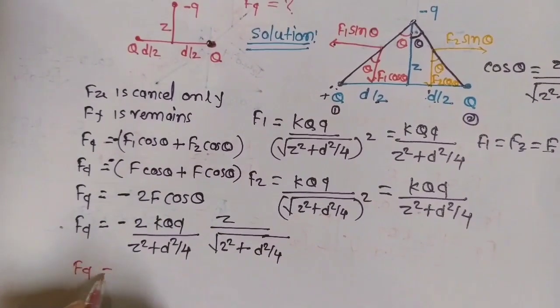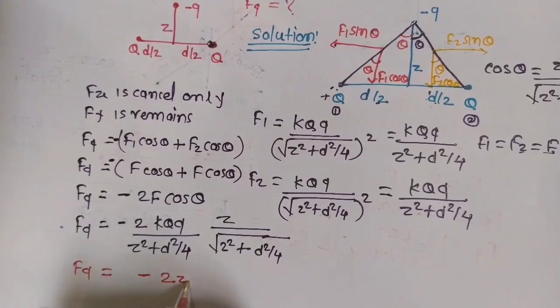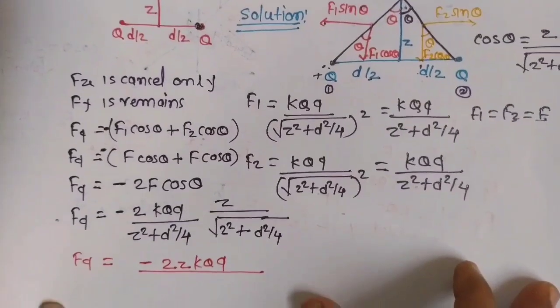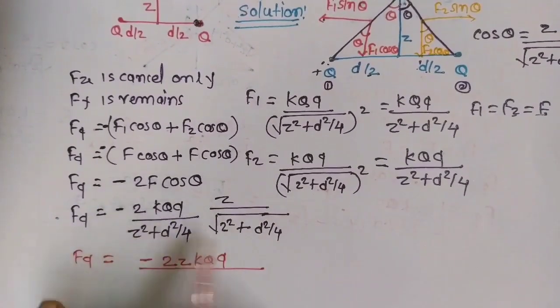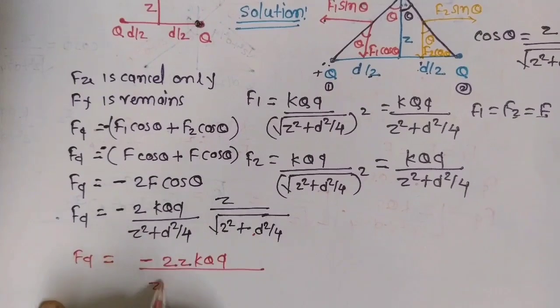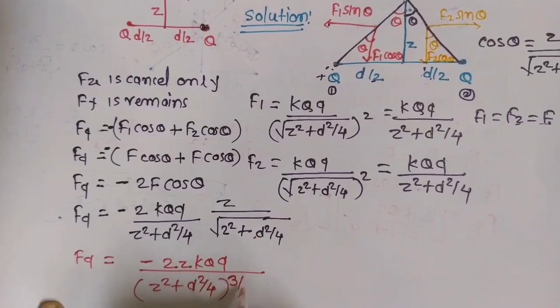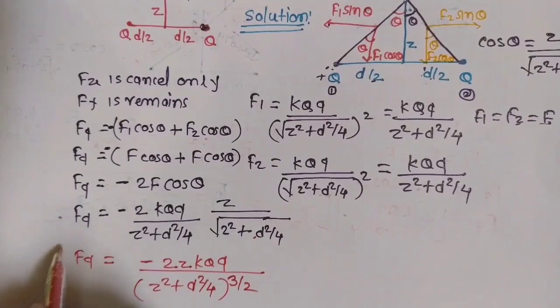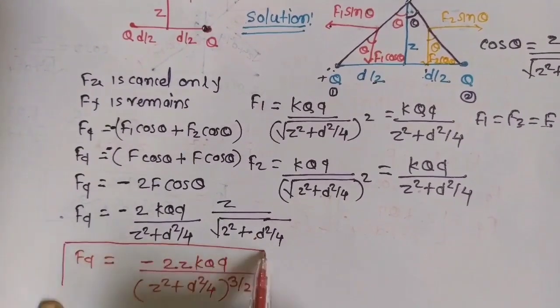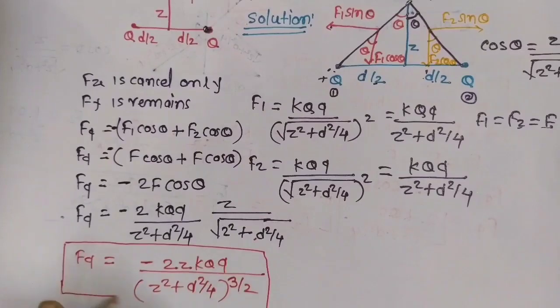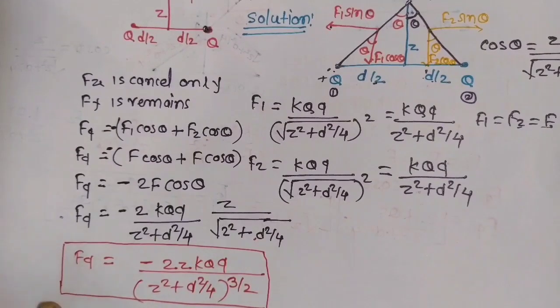So this is the force on the charge minus Q due to these two charges. It is minus 2zkQq upon, after multiplication, z square plus d square by 4 raised to 3 by 2. This is the final or net force on the charge.